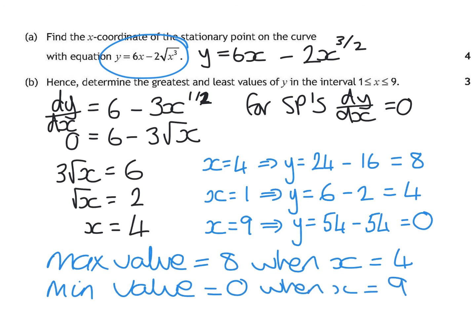So just to show you past paper one, how it's worded, they didn't use maximum minimum, but greatest and least is very much the same. 7 marks for all that.